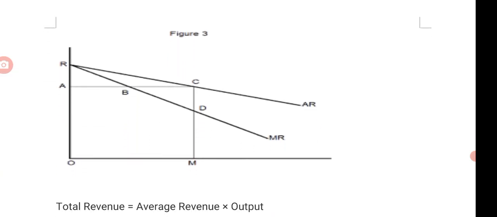Now this is shown in the diagram. In this diagram, total revenue is equal to average revenue multiplied by output. CM multiplied by OM is equal to the area of rectangle ACMO. Also, total revenue is equal to the area under the marginal revenue curve, that is RDMO. Also, ACMO is equal to ABDMO plus BCD, and RDMO is equal to ABDMO plus RAB.